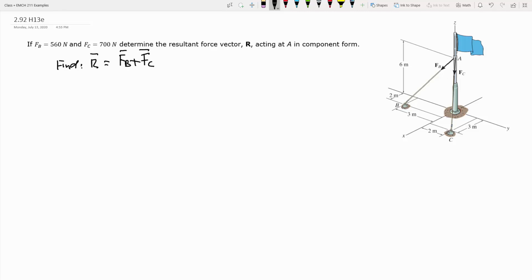So notice here I'm using the vector notation. I want vector R, which has a line over it, and FB and FC. Here I'm adding two vectors in 3D together to get this resultant.